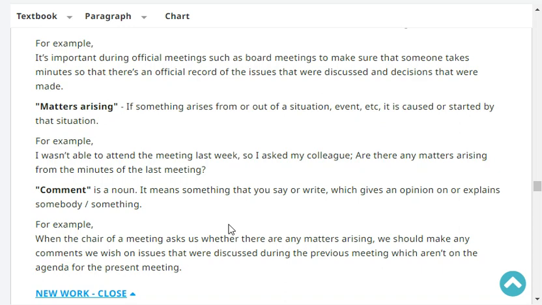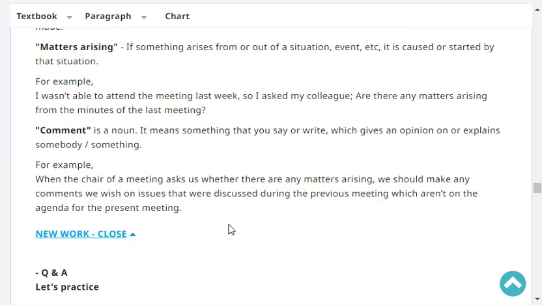Comment is a noun. It means something that you say or write, which gives an opinion or explains somebody or something. For example, when the chair of a meeting asks us whether there are any matters arising, we should make any comments we wish on issues that were discussed during the previous meeting, which aren't on the agenda for the present meeting.